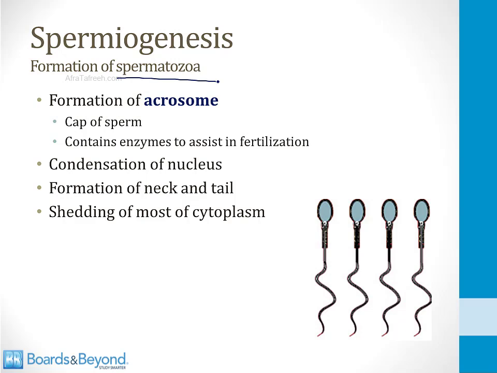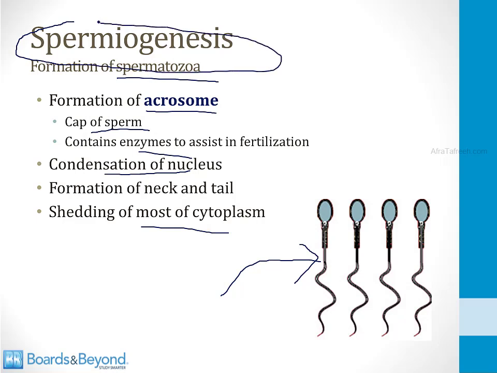This involves formation of a structure called an acrosome. This is a cap of the sperm, and it contains special enzymes that assist with fertilization of an egg. This process also involves condensation of the nucleus, formation of a neck and tail, as shown in this drawing here, and shedding of most of the cytoplasm. So after the DNA has been replicated and the cell becomes haploid, it's not yet ready to fertilize an egg. It has to undergo the process of spermiogenesis and become a spermatozoa, and then it is ready to fertilize the egg.